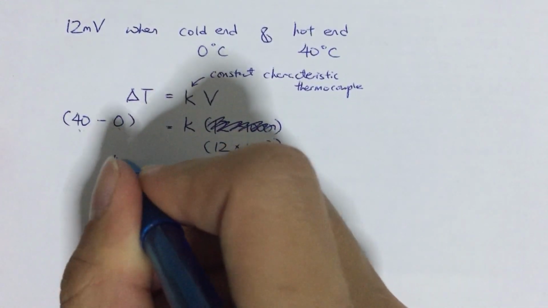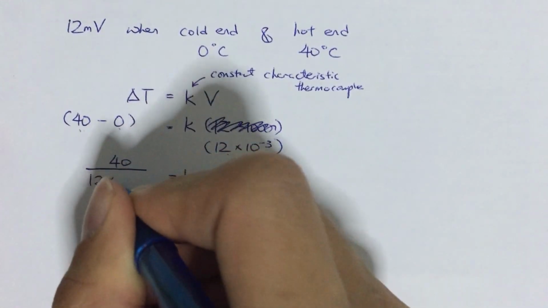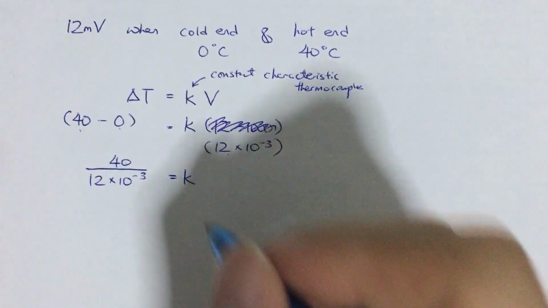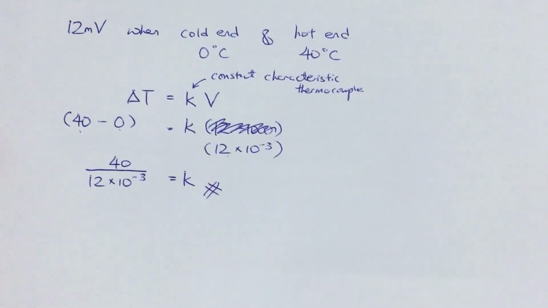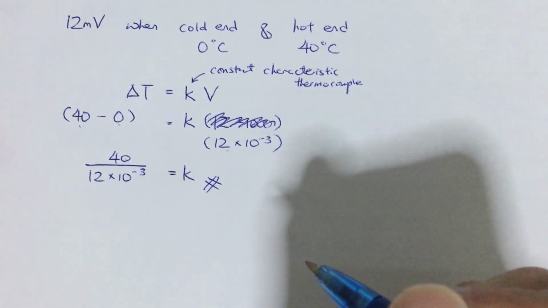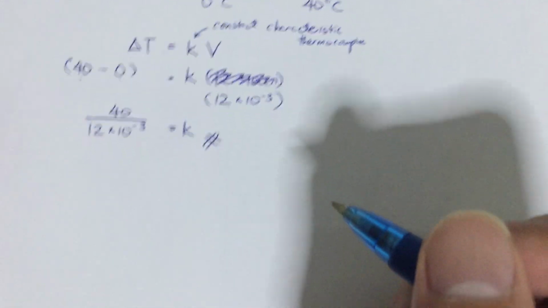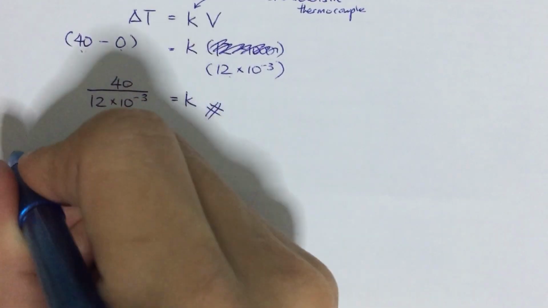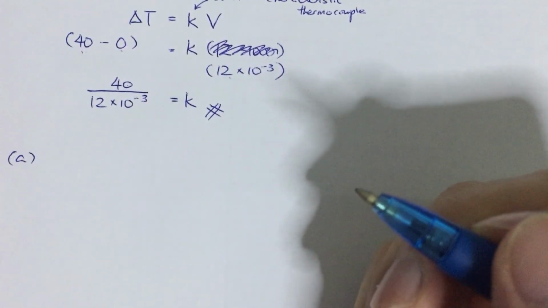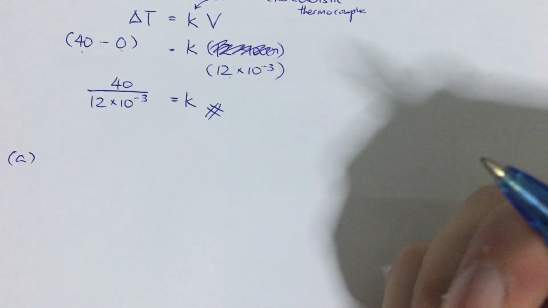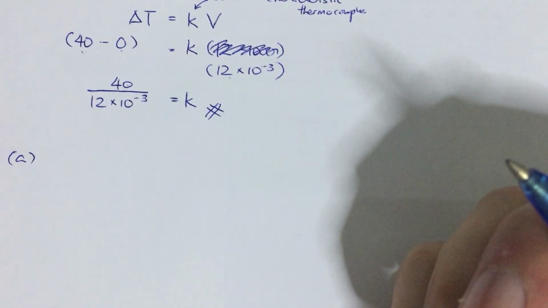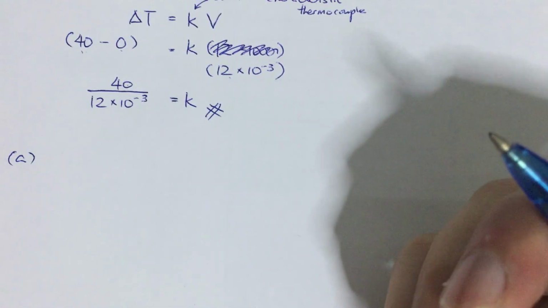So if you work out your k, it will become like this. And your k will be the same throughout for your part A and part B because the thermocouple is the same. So let's see how I tackle question A. For your part A, the cold end is in melting ice, the hot end now is in steam at atmospheric pressure.